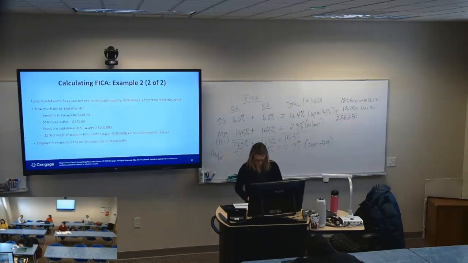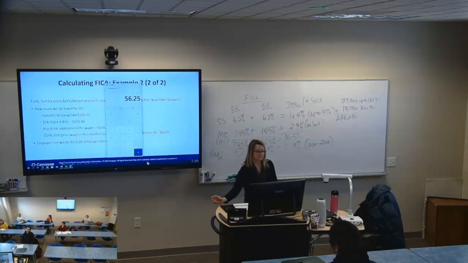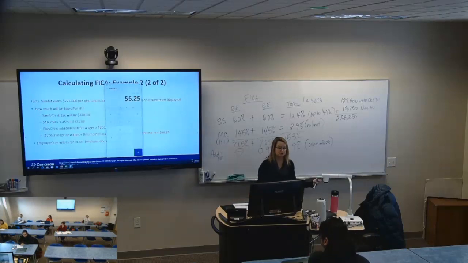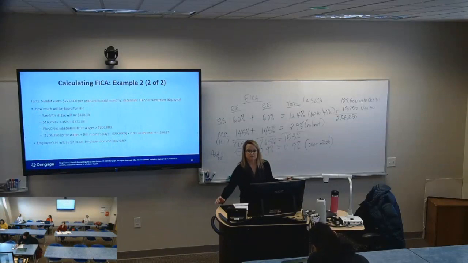6,250 times 0.009. Make sure there's 2 zeros in there. $56.25 for additional Medicare tax. And that's what they've got here. That's why we've got a different amount.